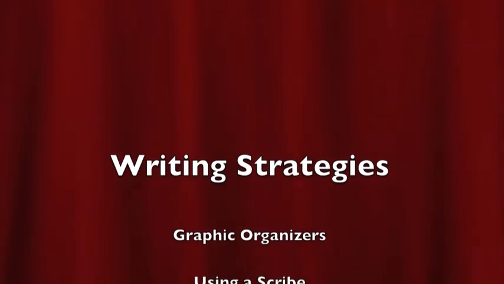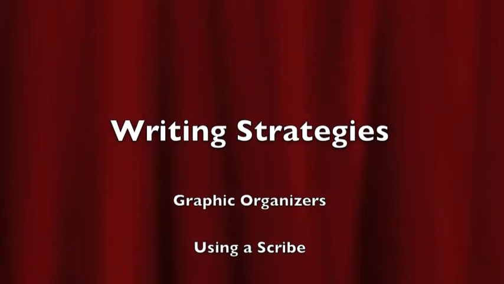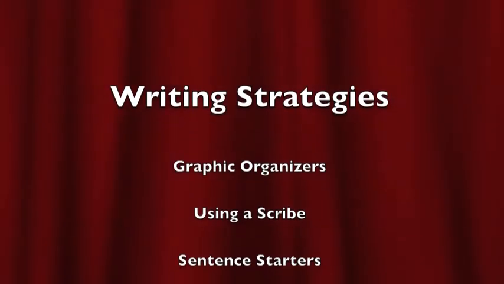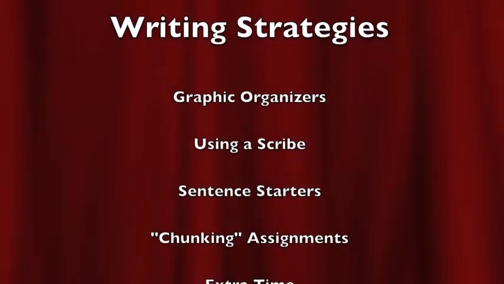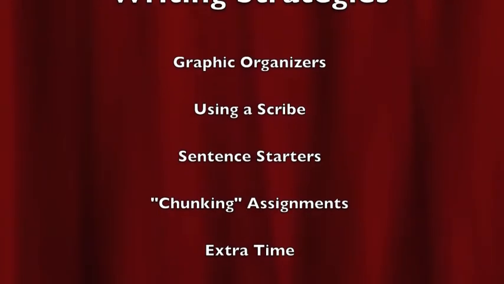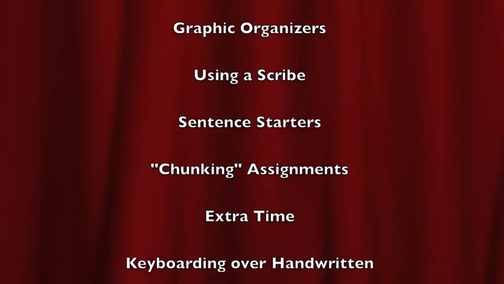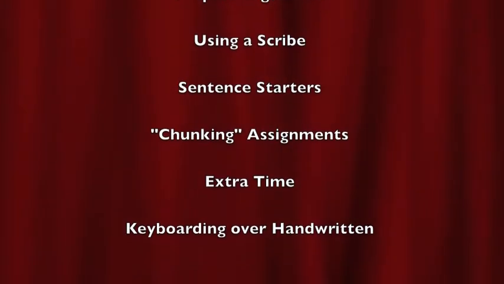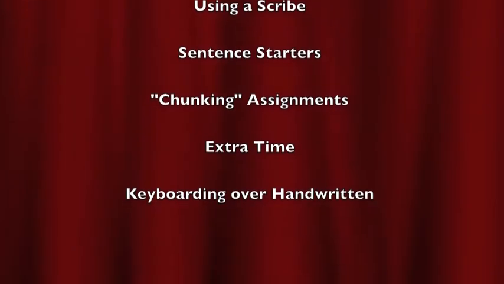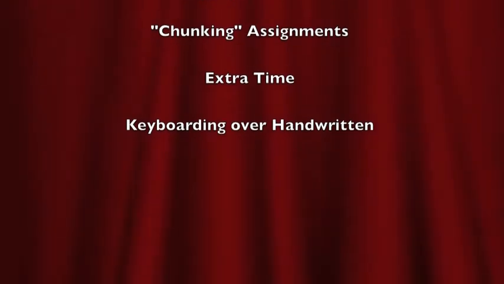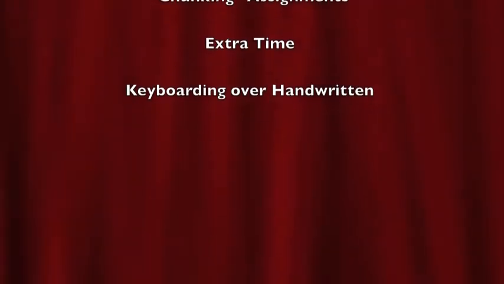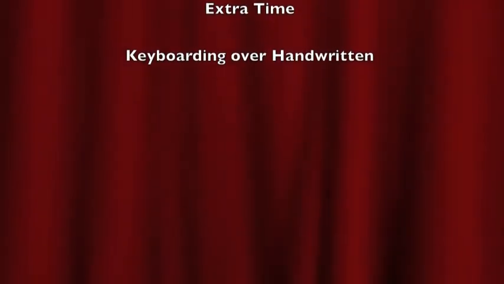Try using graphic organizers, things that help them organize their thoughts on paper. You could also use a scribe, have somebody write down exactly what the child says as he or she says it. Sentence starters are a great way to get them started. Chunking an assignment, breaking it into smaller, more easily manageable pieces, is better. Giving them extra time to complete an assignment is also helpful. Keyboarding over handwriting also helps some children.